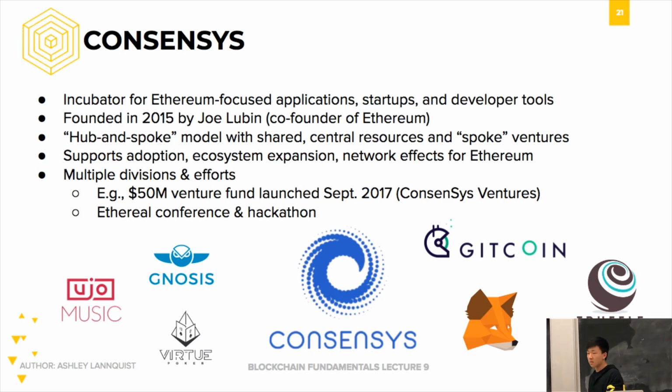Gnosis, as we talked about in previous lectures, is a proof of concept and an implementation of a prediction network that can be used for various things, from betting on sports to celebrity news. And so that's a prediction market.